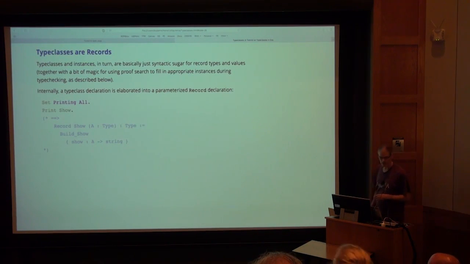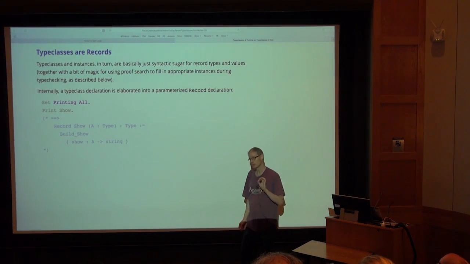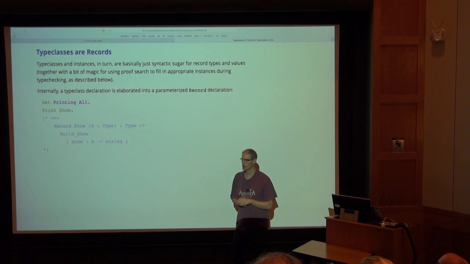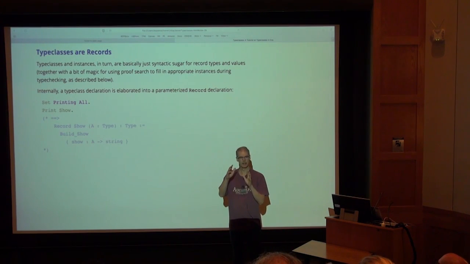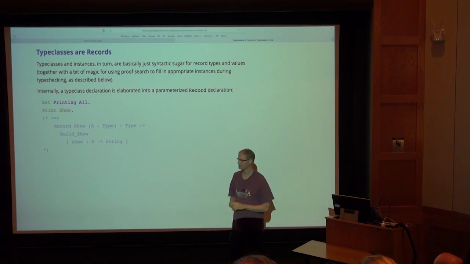And now, type classes are really just records. Plus, it's not absolutely the same to declare something as a class and to declare it as a record. There's a little bit of extra magic where if you declare something as a class, then hints get installed in various search databases, but they're almost the same.